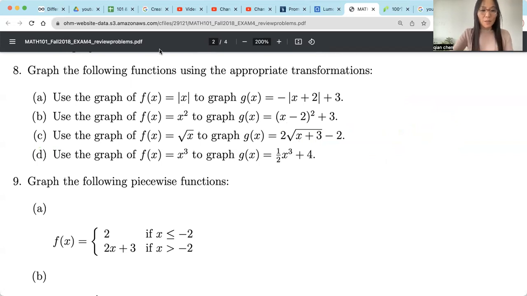Now let's see the D. D, we want to use x cubed. So x cubed looks like this. Right, I didn't talk about this in class. The class work doesn't include this. X cubed graph looks like this. In the first quadrant, smooth, then wiggles at the origin and goes like this.